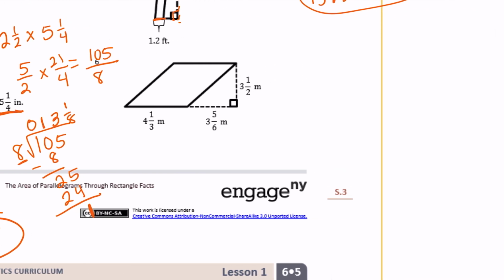Okay, let's do another one. Number six. So the base times the height is equal to area. So here the base is just this part right here. 4 1/3. We don't need this 3 5/6. So we have 4 1/3.